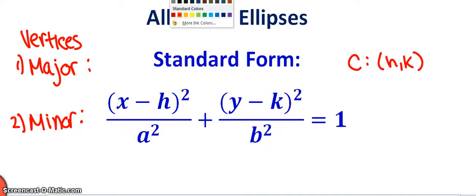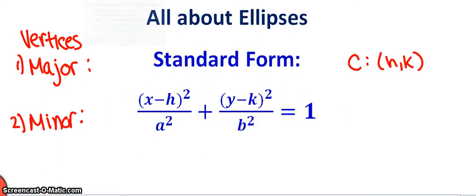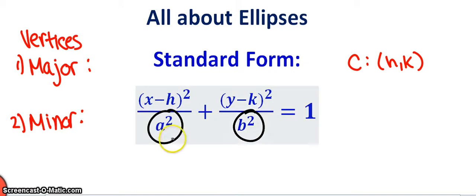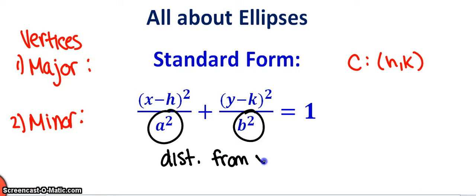The way you would find these vertices is dependent on the equation you have, so let me talk generally for a second. These numbers here, whatever they are, we're just going to call a squared and b squared because I can't really call them x distance and y distance, and I already have an x and a y. But these are going to tell us the distance from the center to our vertices.